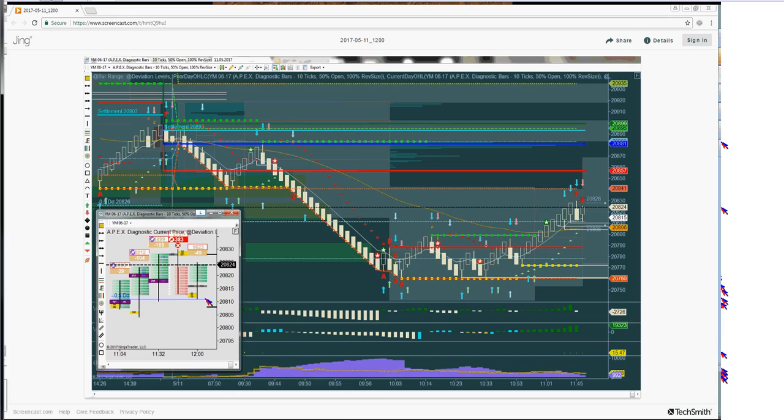Did you tighten your stops at all as you got each piece? I mean, was there anything else on your order prints? Like, did you see acceleration, momentum, absorption? I can't see what happened after it to see what you would have done with it.